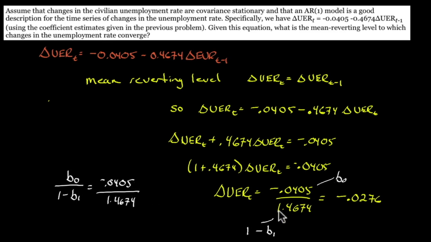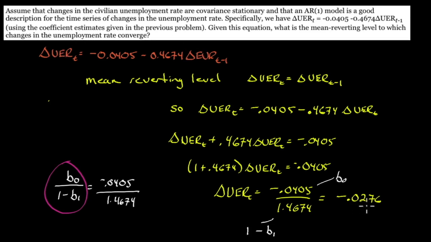Notice what we get over here. 0.0405, well, there's B naught. Over 1.4674, well, there's 1 minus B1, because, of course, it's negative. So if you just use this equality and say, okay, let's do some algebra and isolate the difference in UER over here, you will get this. You will notice that this is the same as this over here. So you can go about it both ways. And we get negative 0.0276. So the mean reverting level for this AR1 model is negative 0.0276. So when the first difference is negative 0.0276, it will predict that the next value of the difference will be negative 0.0276.